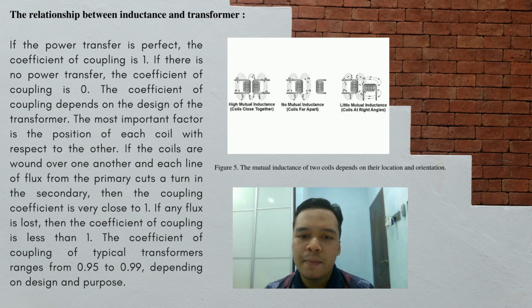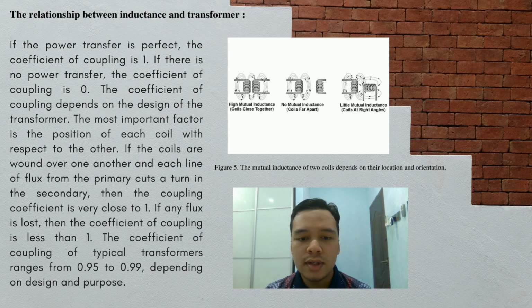So, if the power transfer is perfect, the coefficient of coupling is 1. If there is no power transfer, the coefficient of coupling is 0. The coefficient of coupling depends on the design of the transformer. The most important factor is the position of each coil with respect to the other.